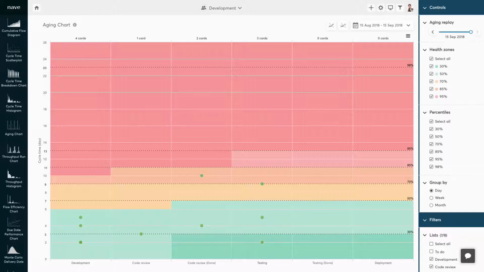Then the yellow corresponds to 70%, the orange to 85%, and the light red zone indicates the amount of time that 95% of your completed items took to be delivered. If your dots are positioned above the light red zone, this means that your current tasks are spending more time in the process than 95% of your previously finished tasks spent in that specific state.